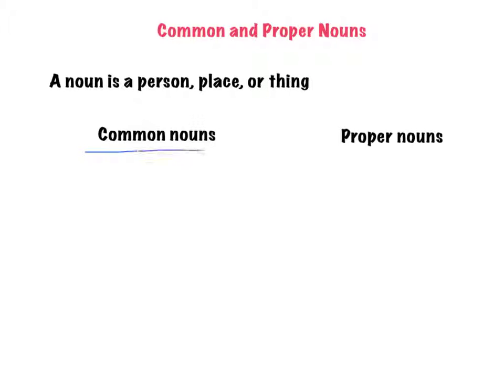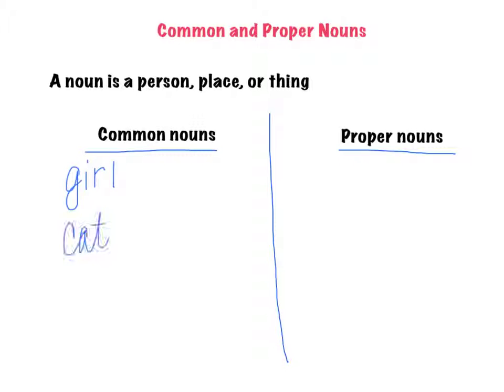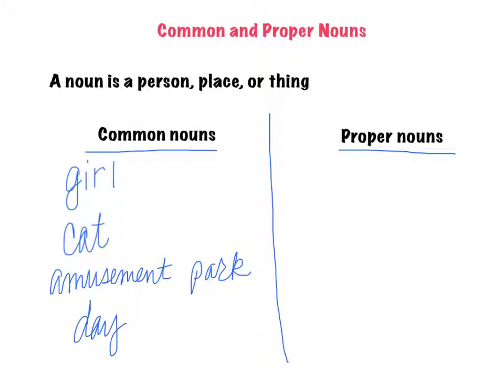So we're going to be talking today a little bit about different types of nouns, and that would be common nouns and proper nouns. Nouns come in different types. We have common nouns and proper nouns. So some examples of common nouns would be a girl, a cat, an amusement park, or a day, like a day of the week. Okay, so these things are common nouns.